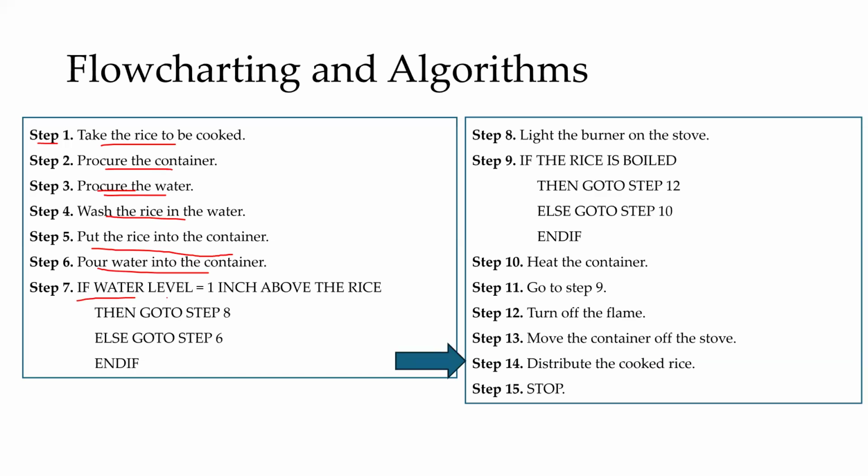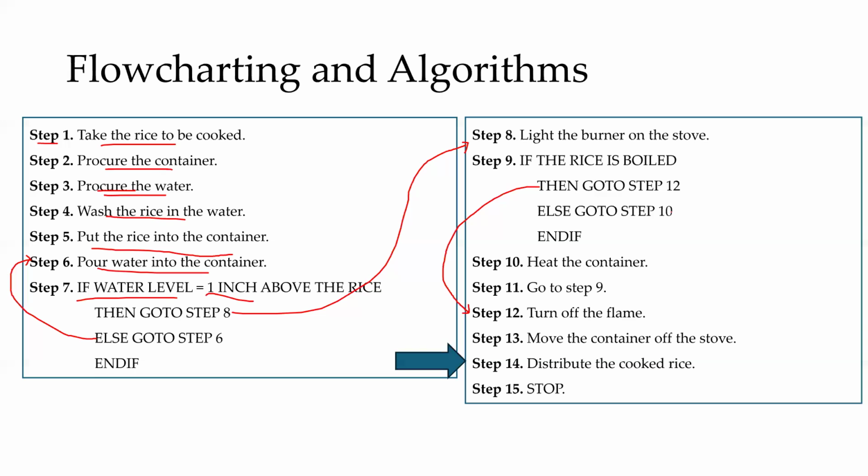If the water level is equal to 1 inch above the rice, then we will jump to step 8, as you see. Else, we will go back. We will continue the pouring step. And here, if we're done with the pouring operation, we will check whether the rice is boiled or not. If it is boiled, we will jump to step 12, as you see.